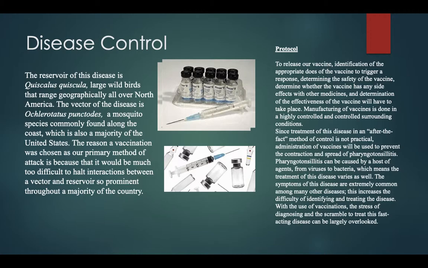With the use of vaccinations, the stress of diagnosing and the scramble to treat this fast-acting disease can be largely avoided. A major concern is ensuring the public is well aware of the vaccination and what it can prevent. Once the vaccine has become available to be utilized in a doctor's office, a survey will be provided to the patients. This survey will be for personal information that includes their location. Once the survey is given back, the doctor will submit a survey to the CDC with information on the patient that obtained the vaccination.